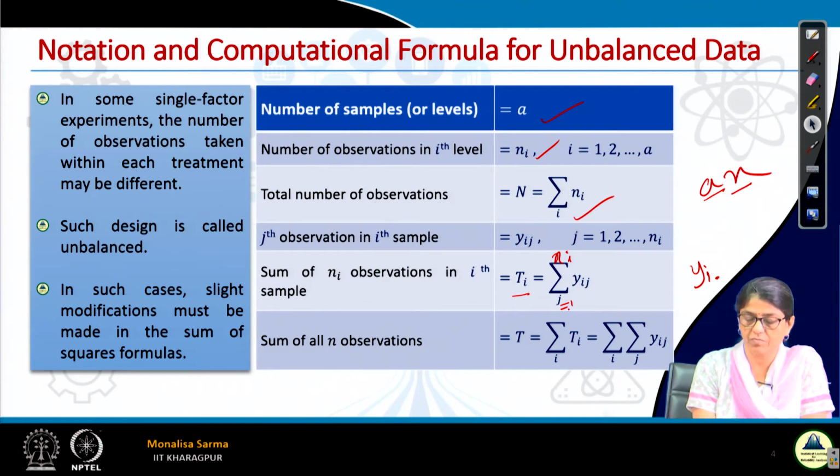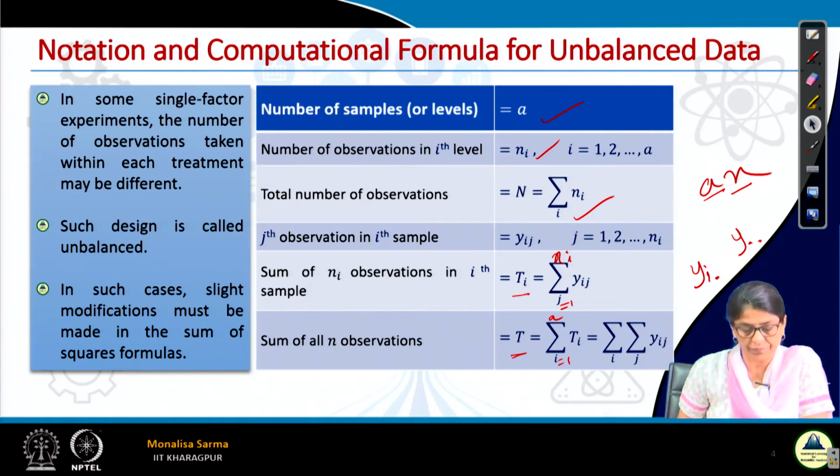So, T i is the sum over j equals 1 to n i of y i j. Then the sum of all n observations, remember, earlier I used y double dot. Instead of that I have used the simple T. T will be the summation of i equals 1 to a of T i, which is the sum over i equals 1 to a, j equals 1 to n i, of y i j.